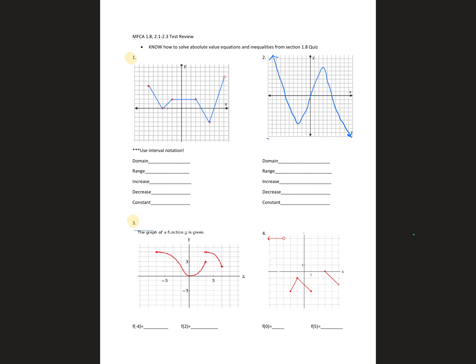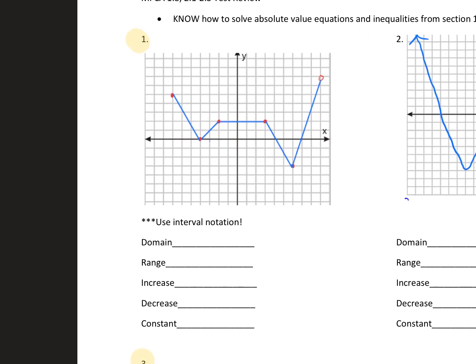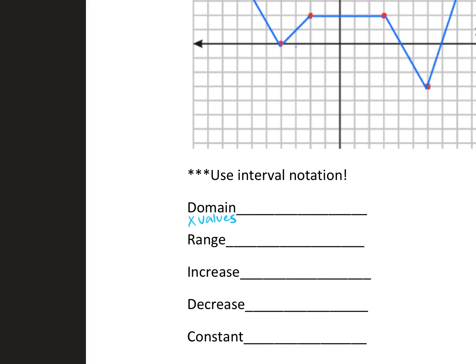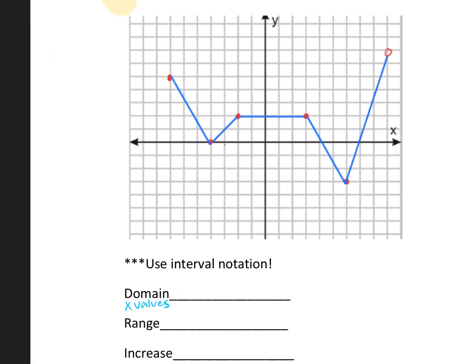Let's take a look at number 1. So here it's asking us for domain, range, the intervals of increasing, decreasing, and constant. So for domain, remember we are only looking at the x values. So we want to see what's our smallest x value that our graph goes to.